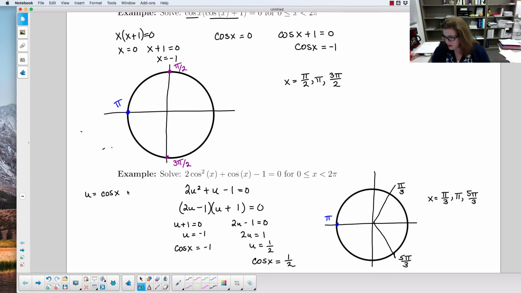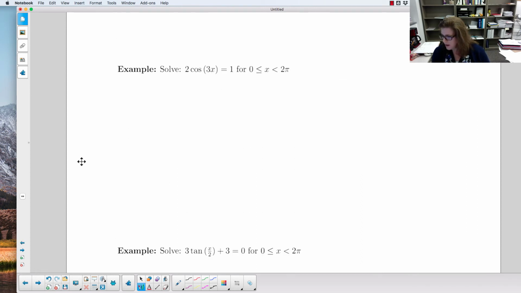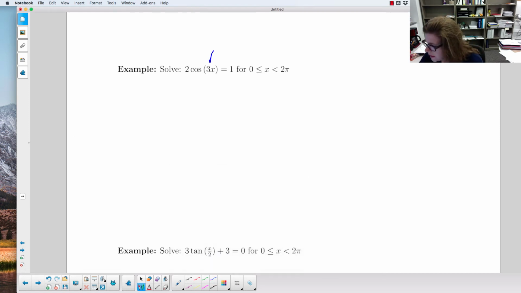Just a couple more to make sure that we have it down. Sometimes, if I'm trying to solve a trig equation, I don't just have x in the argument. So you notice here it says 2 cosine of 3x is equal to 1. I'm going to work through the solution in the same kind of way, except when we get to the end, we need to remember that we have 3 times x instead of just x here.